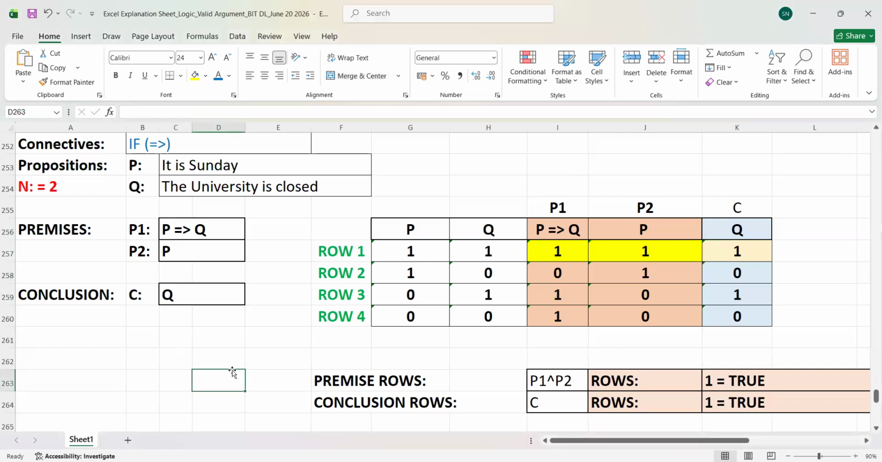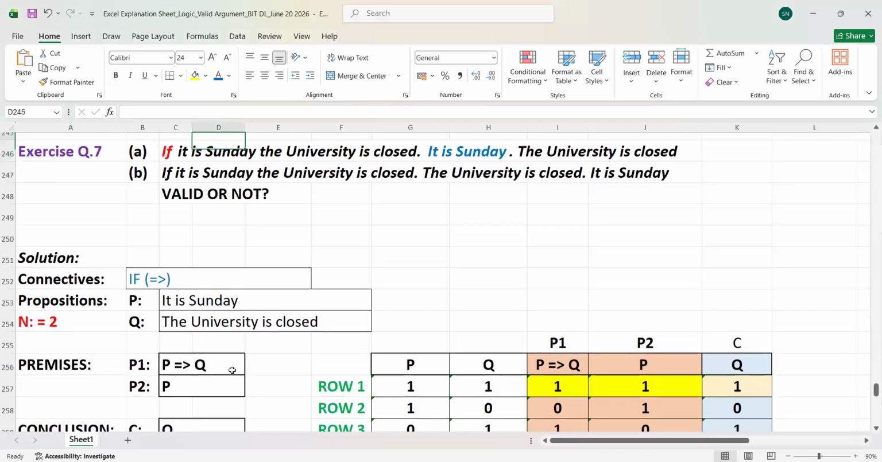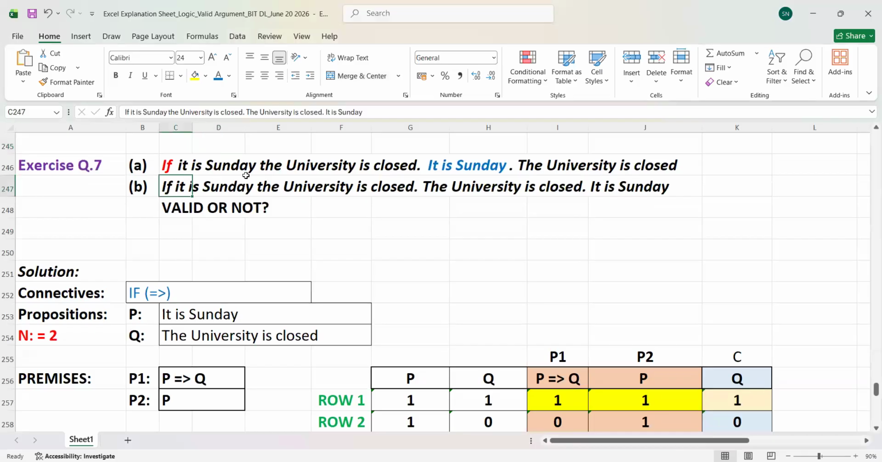Okay, let's take the second part. The second one, the B part, says that if it is Sunday, the university is closed. It's similar to the first one. If it is Sunday, the university is closed. Okay? So this one has the same premise 1. But in this particular question, premise 2 rather became the university is closed, which is Q. And then the conclusion rather became it is Sunday, which is P.